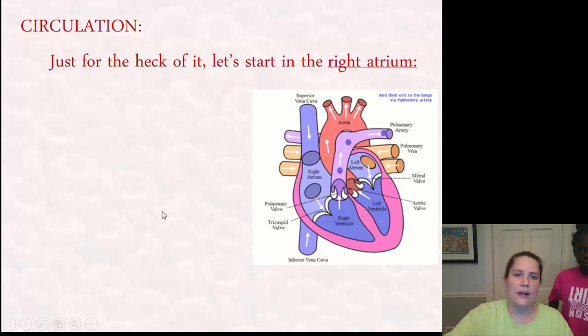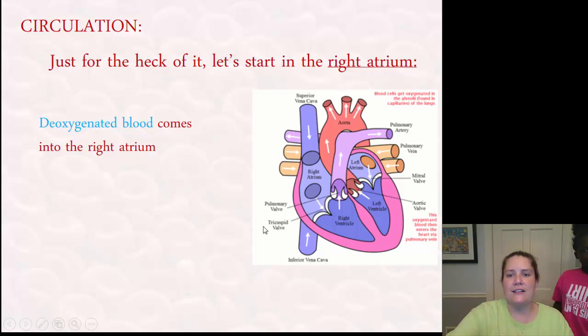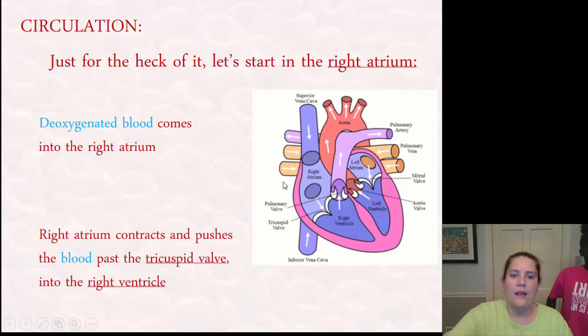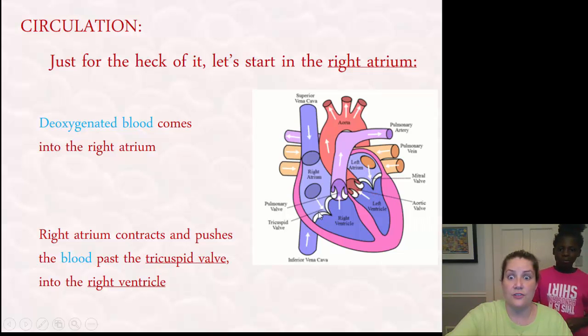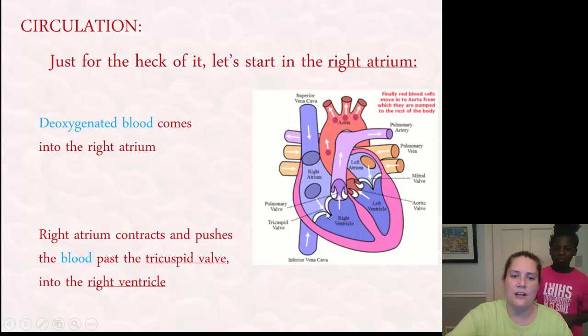Okay, so we're going to start in the right atrium. And deoxygenated blood is going to come into the right atrium. So this has low oxygen, high carbon dioxide. The right atrium is going to contract. So remember, the SA node is going to send us the electrical impulse. It's going to contract, and blood is going to push past this thing called the tricuspid valve. Now, this is not a very good drawing of the tricuspid valve because it should look like it has 3 parts. That's why it's called the tricuspid valve. But blood is going to push past the tricuspid valve into the right ventricle.